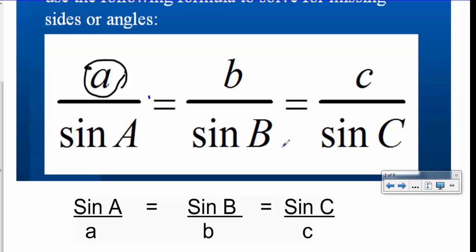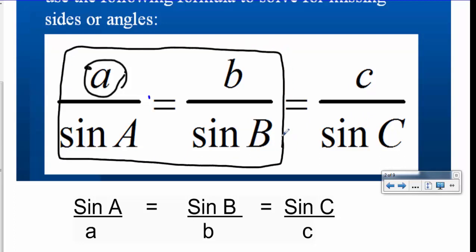Typically you would have just this much of the problem written down. It really depends upon how many sides and angles you're given, and which sides and angles, as to how you're going to set it up. It's a proportion that you would set up. I've also included that if you flip the numerator and denominator around, it still works. So the sine of angle A over little a equals sine of angle B over little b equals the sine of angle C over little c.